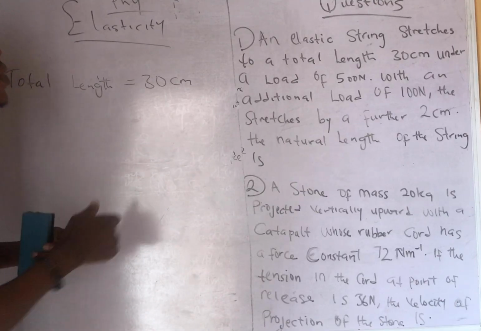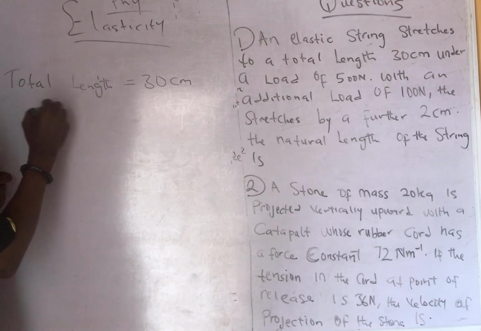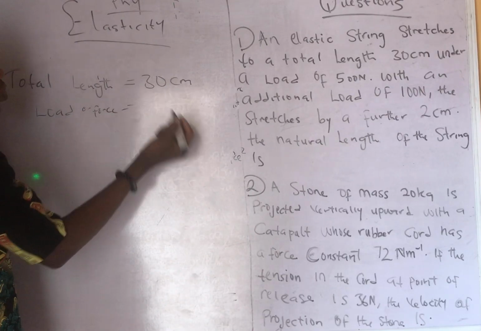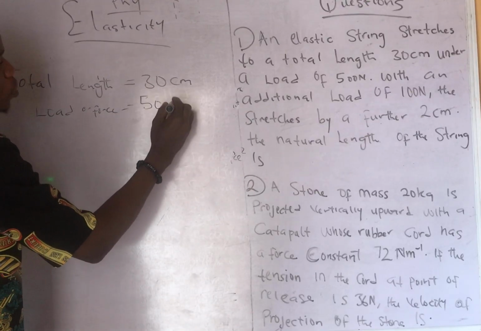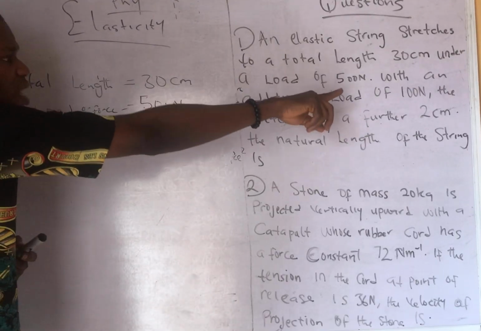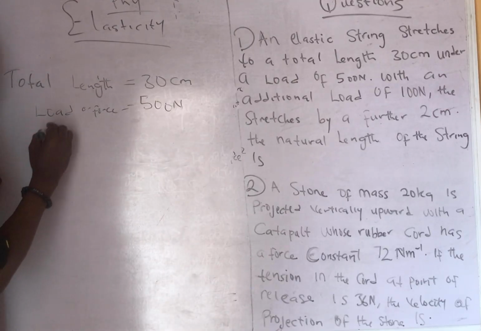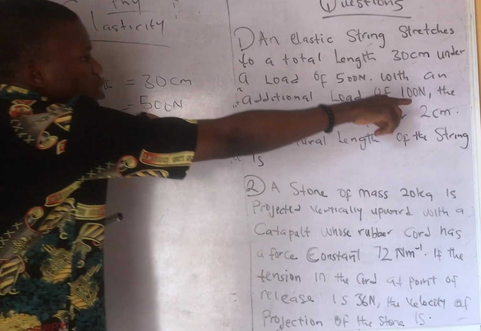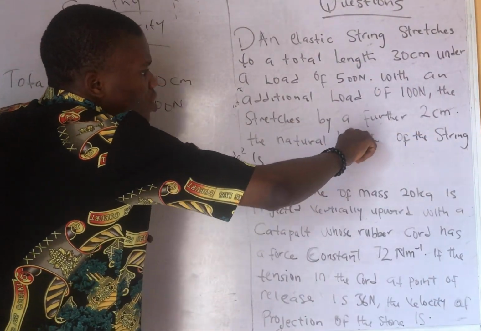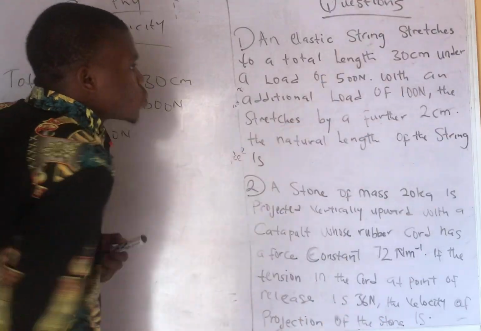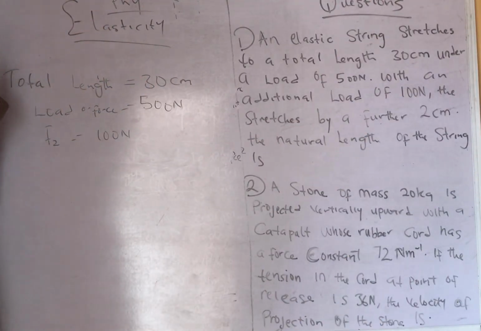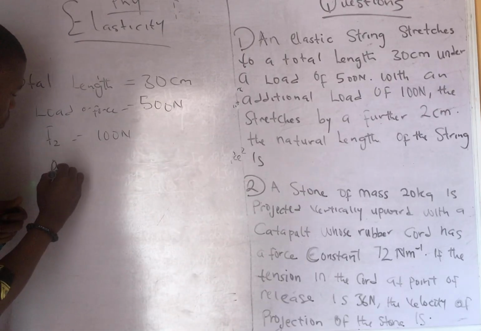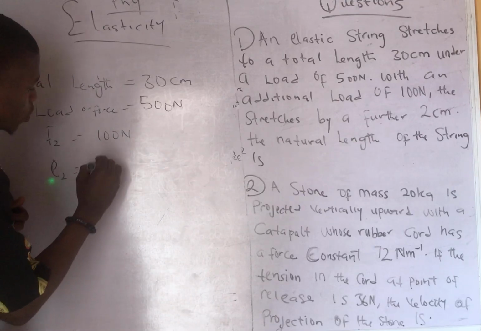Then they now ask us again. They said under a load. So the load or the force. Sometimes they use load and sometimes they use weight. So 500 Newton. Then with an additional load, this one is now F2 or load 2, which is 100 Newton. Then this stretches by a further 2 centimeter. That means the extension 2 for this force is 2 centimeter.